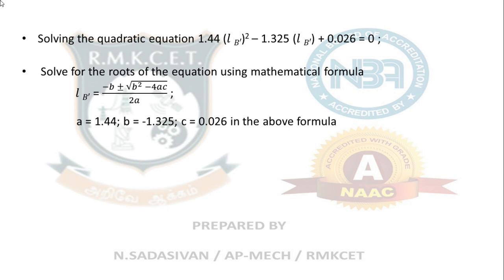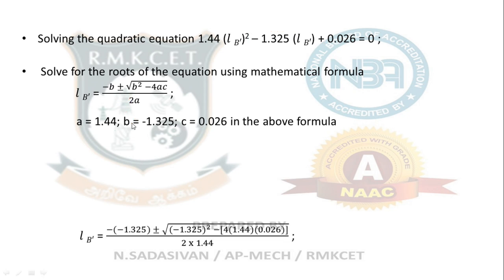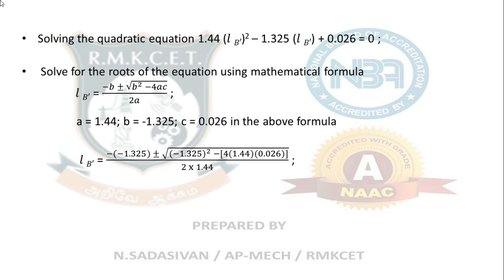The coefficient of the square component is a, so I am going to take a as 1.44. The coefficient of LB dash is b, along with the symbol; if you have negative, you have to take it. So minus 1.325 I am taking. The c component is 0.026. Because you have a positive symbol here, no need to take the symbol. Put all these three values into this equation and you will find the two roots: minus b plus or minus root of b square minus 4ac by 2a. I will end up with two roots, 0.9 or 0.02.